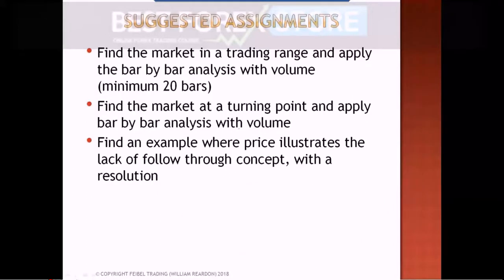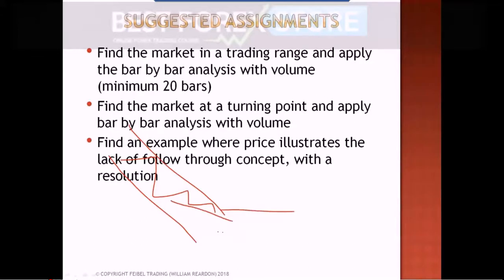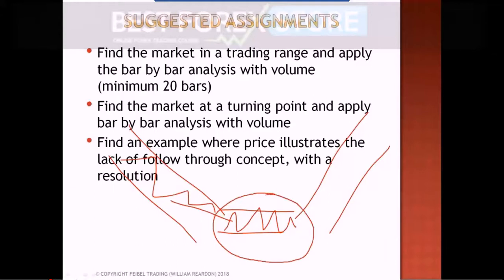And then find the market at a turning point and apply bar by bar analysis with volume. So, say we're in a downtrend. We have shortening of a thrust, clustering of the closes, and then we have this sideways action here. And then we rally up. I would like you to analyze the turning point using bar by bar analysis with volume.